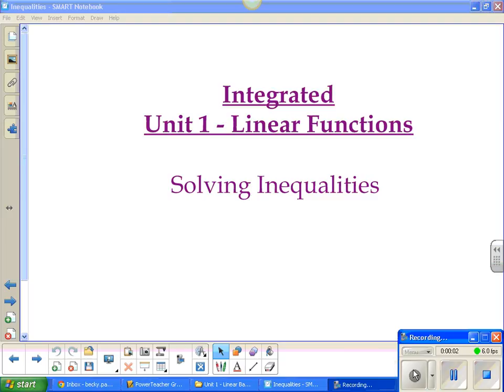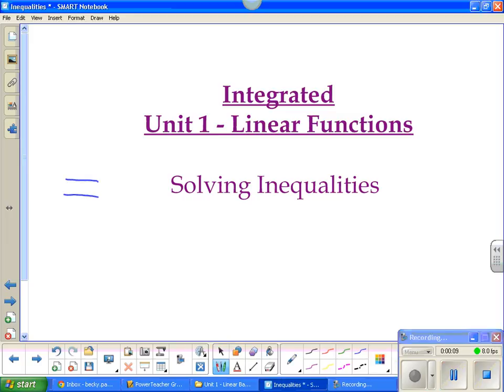This lesson is on solving inequalities. Inequalities are a lot like equations. Equations have the equals. Well, inequalities have the greater than sign, greater than or equal to, the less than sign, and the less than or equal to. There's only one difference in solving inequalities that there is in solving equations.